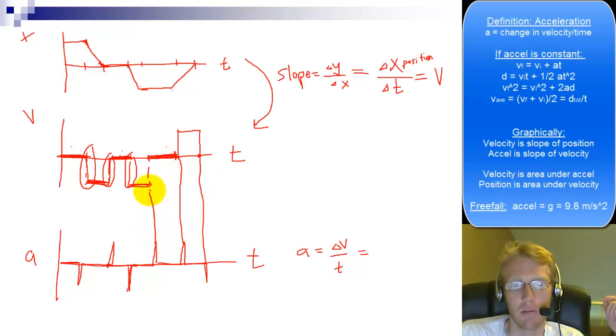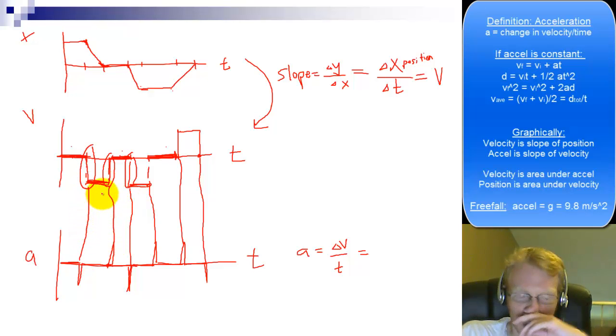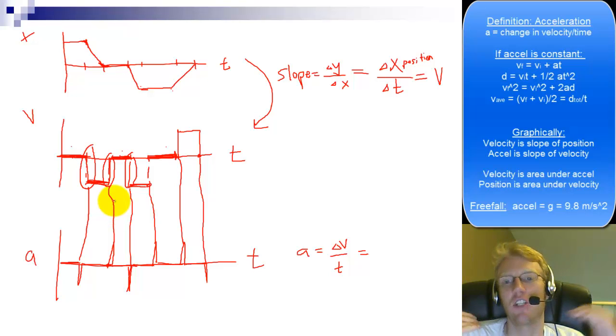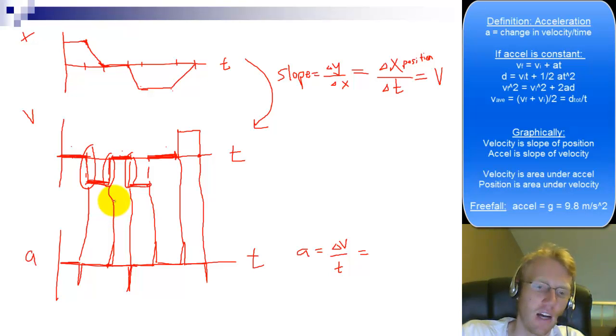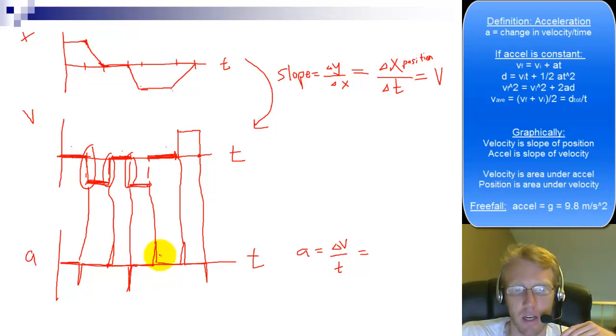I'm going to try to line these up. You can see the correlation here. Anytime your velocity changes towards a more positive value, you have a positive spike on your acceleration. That means you kind of got pushed or kicked in that direction. So let's see if it makes sense.